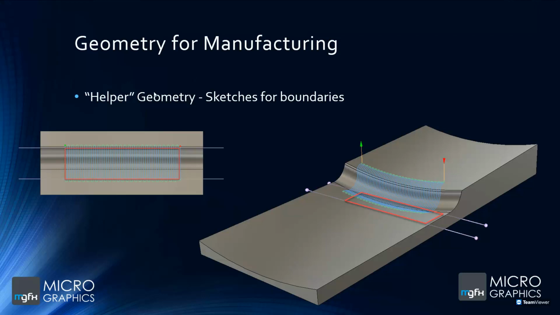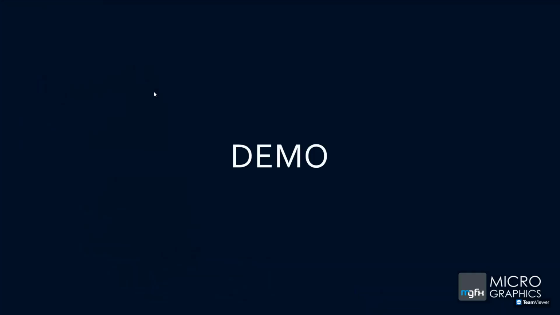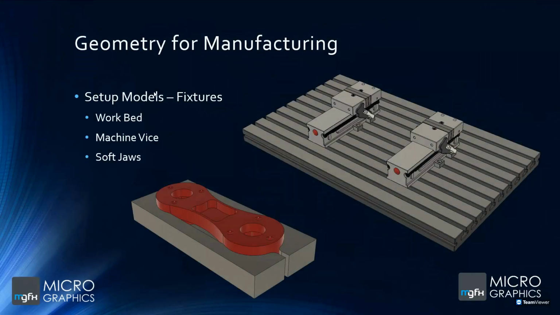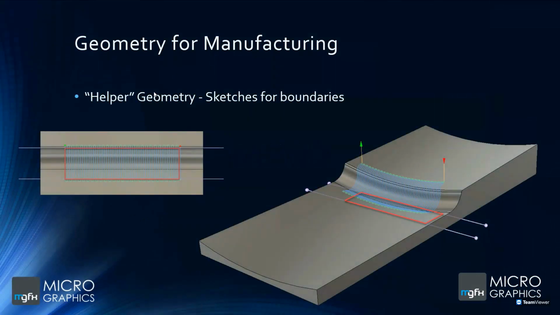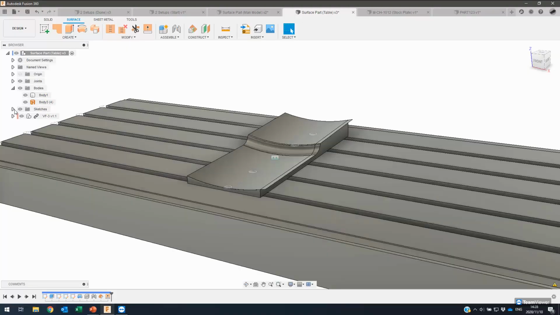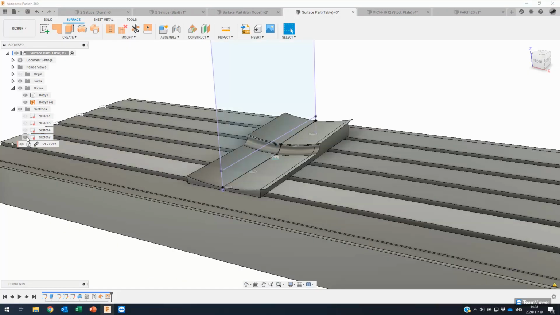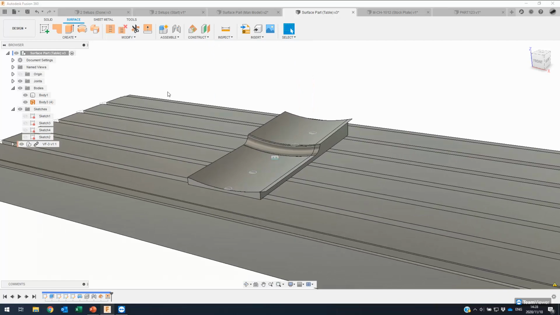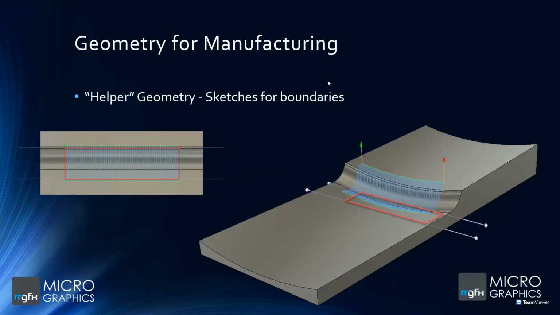So we have that helper geometry. I've skipped a step here, but we're looking at creating sketches. In this example, there is just a plain sketch underneath the component that is used to limit the position, or to limit the area that is being machined.